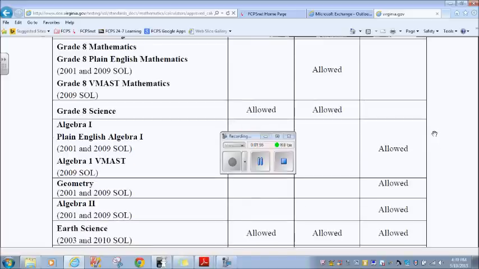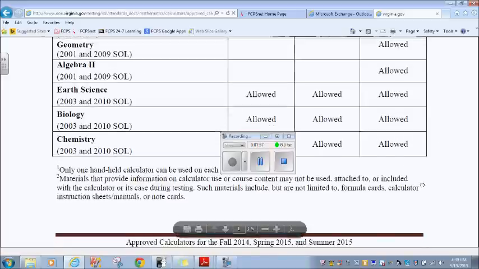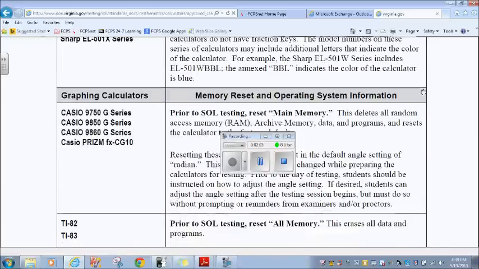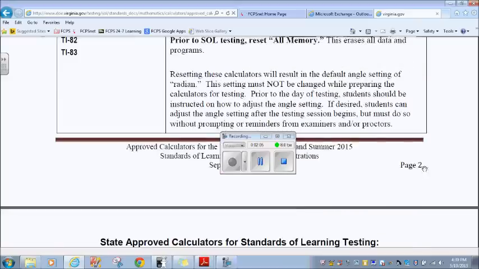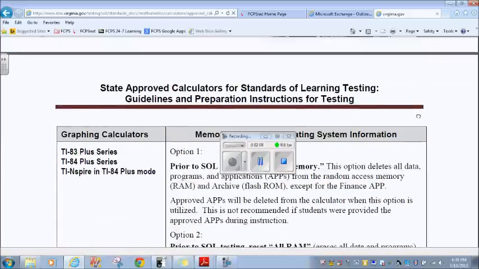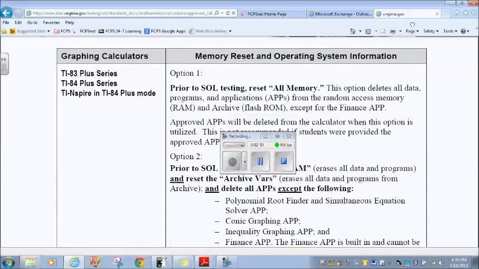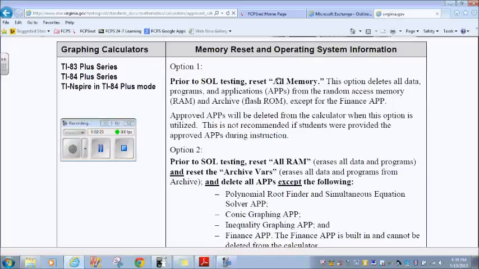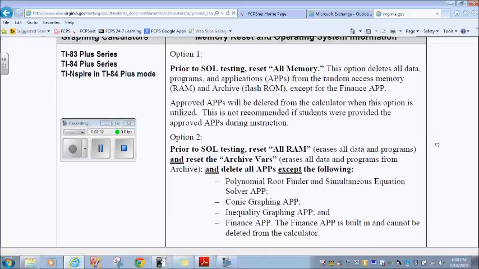And more than likely, the graphing calculator you're using is a TI-83 or 84. So let's go down and look at what it says for the TI-83 and 84. Okay, here we are. TI-83 plus series, TI-84 plus, or TI-Inspire and TI-84 plus mode. Now, I think all of you know that you reset all the memory, and your teachers are probably already doing that for you. But let's take a look at option two here.